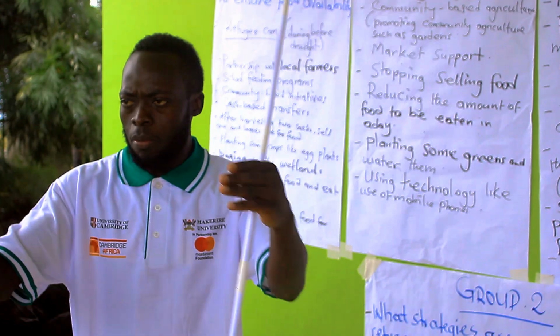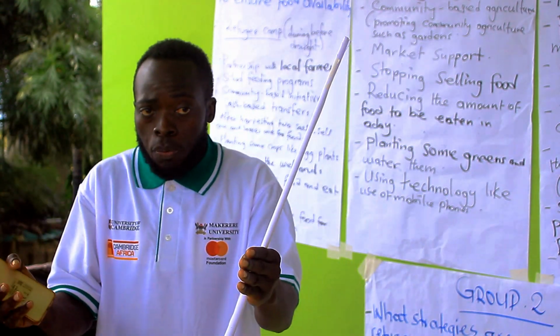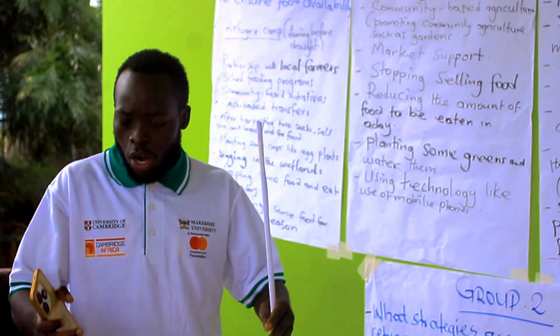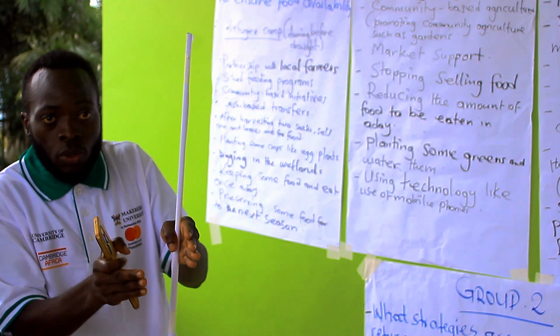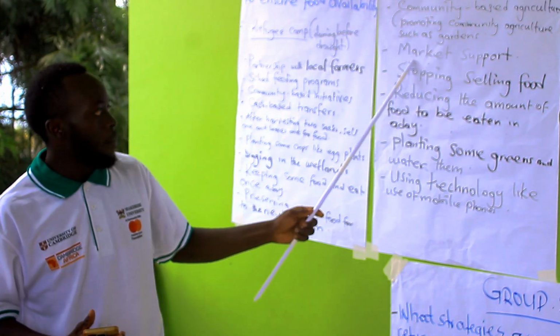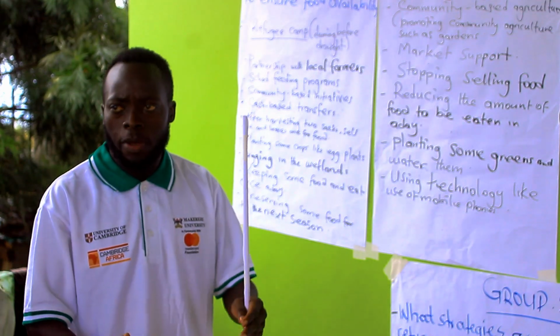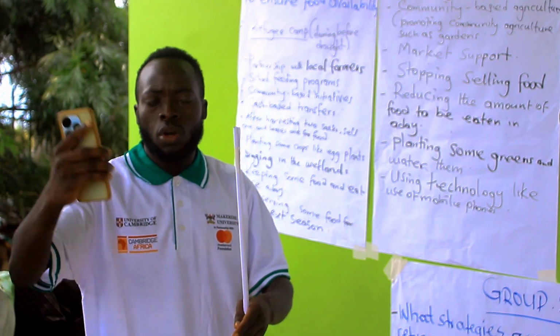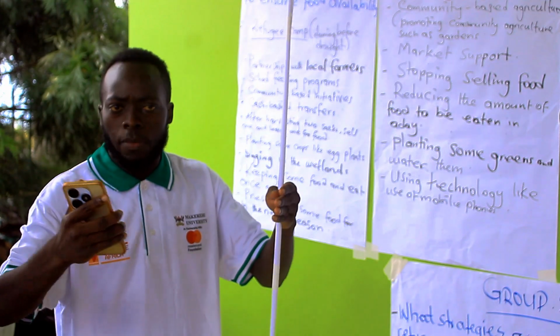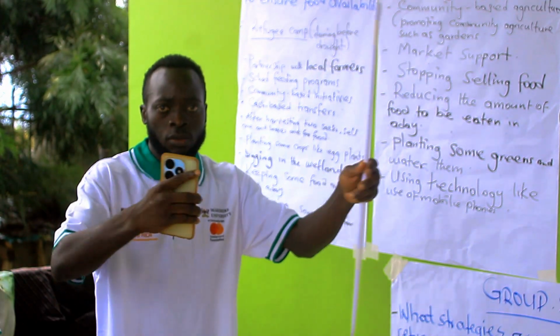Like you make some groups, end up hiring land somewhere, then you dig as a group. When you harvest, you plan as a group for that particular harvest. Then we have market support. So we say community market support. Sometimes I have my products, and I end up telling my friend to pass my information that I have products for selling at my place. They use posters or the like.